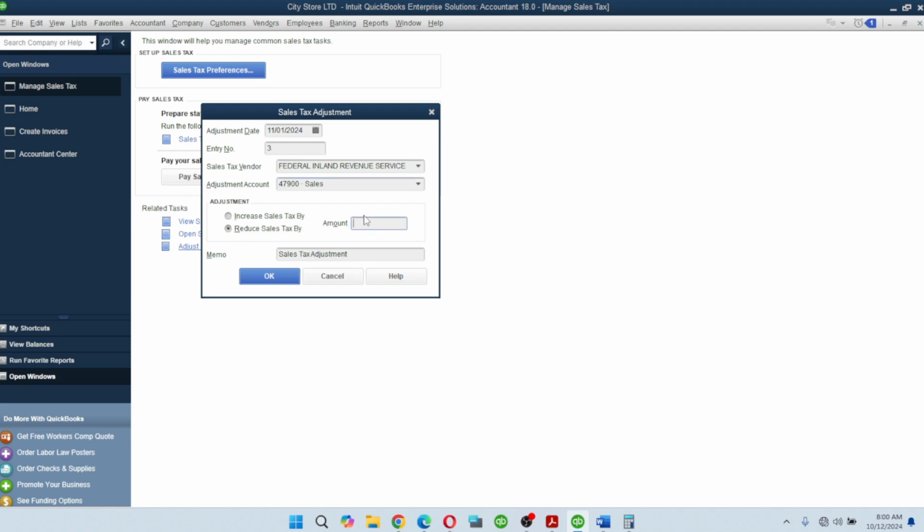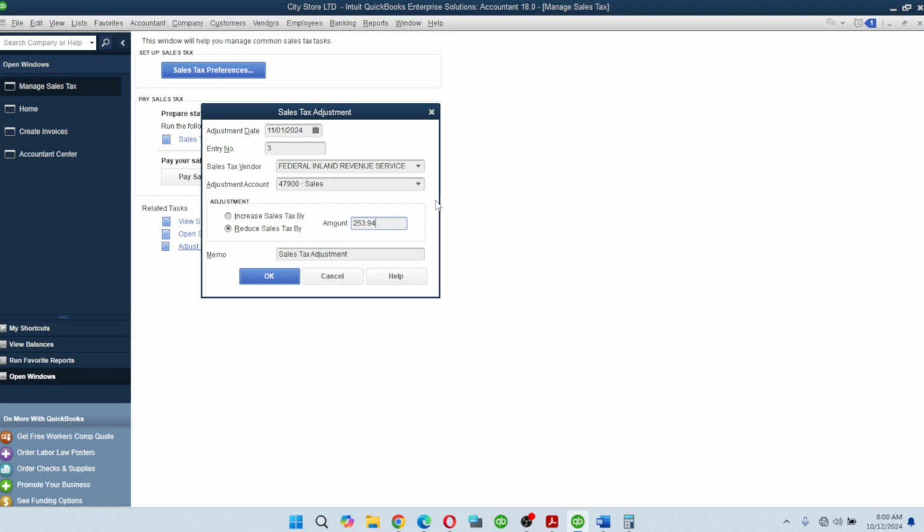So remember that according to the calculation we did, we are reducing the amount of tax we are going to pay. So what it means is that we are going to reduce the amount of tax we are paying by, let's say, 253.45. Right? That is the difference when we calculate.